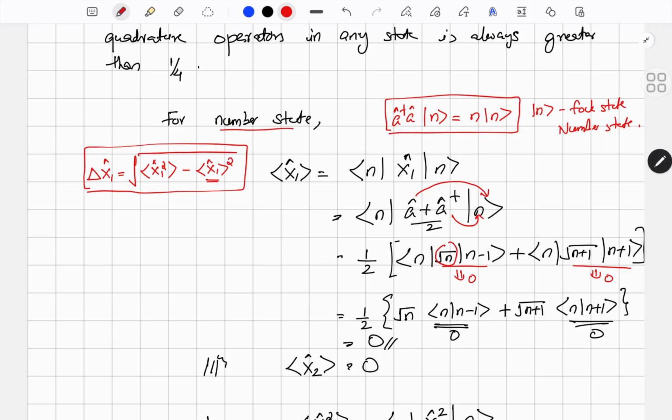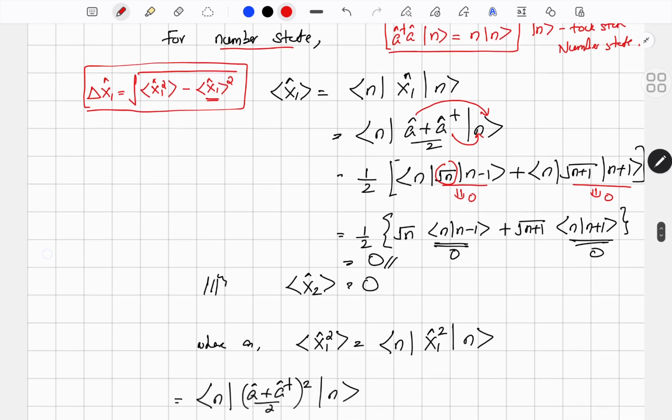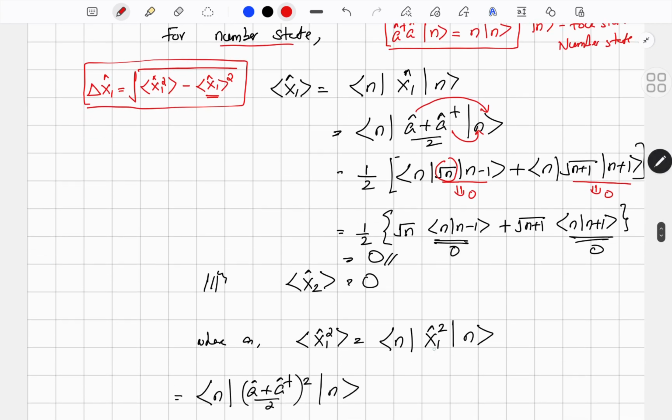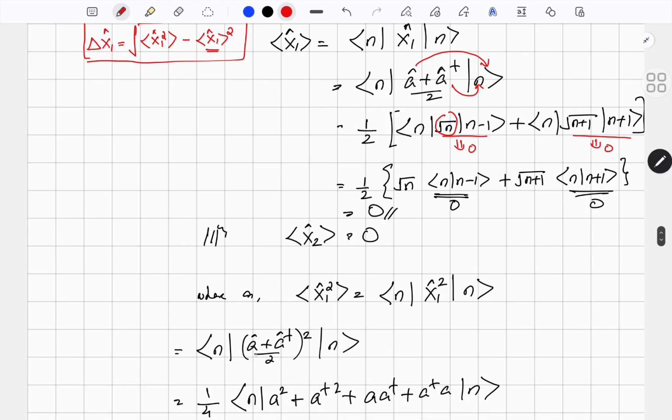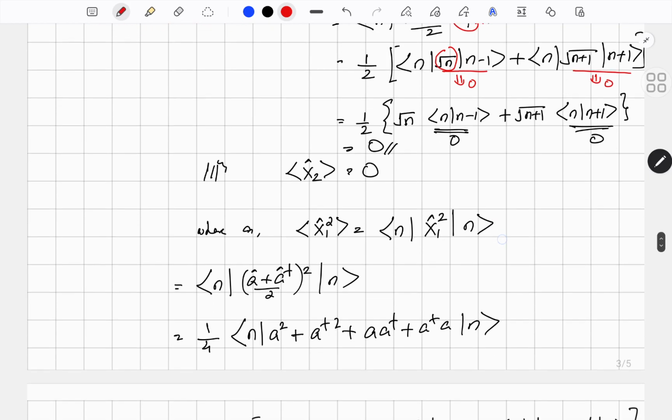Okay, now we can find x1 square, the expectation value of x1 square. The expectation value of x1 square is <n|x1^2|n>. So what is x1? It is (a + a dagger)/√2. Now when you are taking the square of a plus a dagger, we should be very careful, because a and a dagger are operators, so in general they will not commute with each other. So if you expand (a + a dagger) the whole square, you will get 4 terms: a square, a dagger square, a a dagger and a dagger a. So you will get 4 terms.